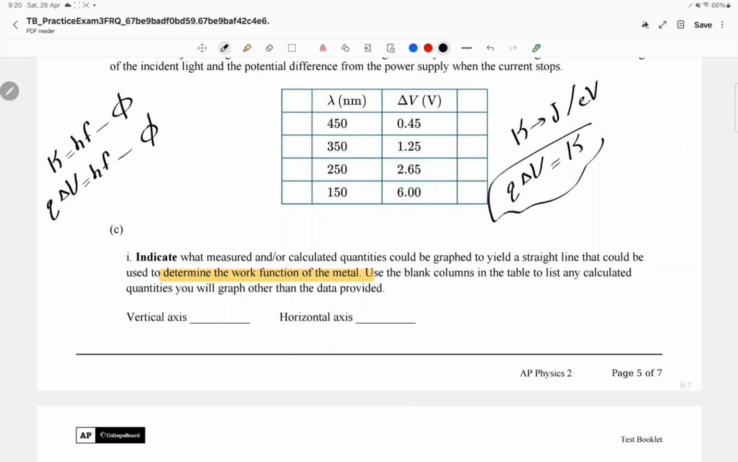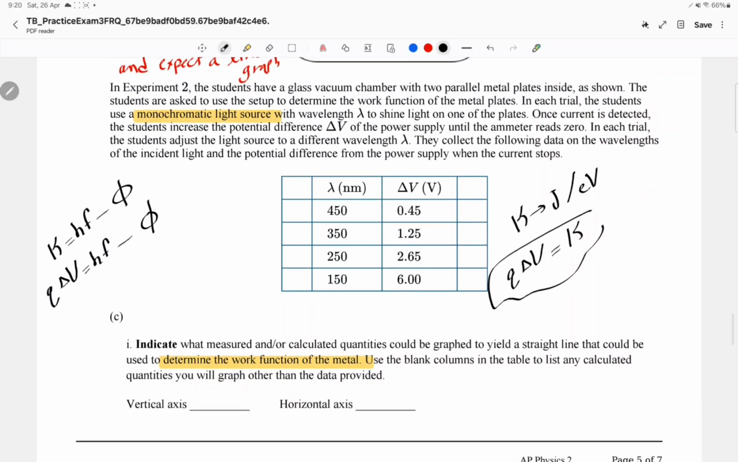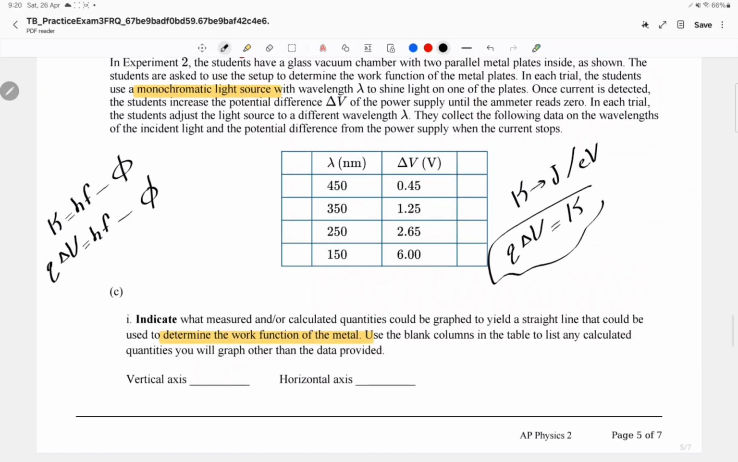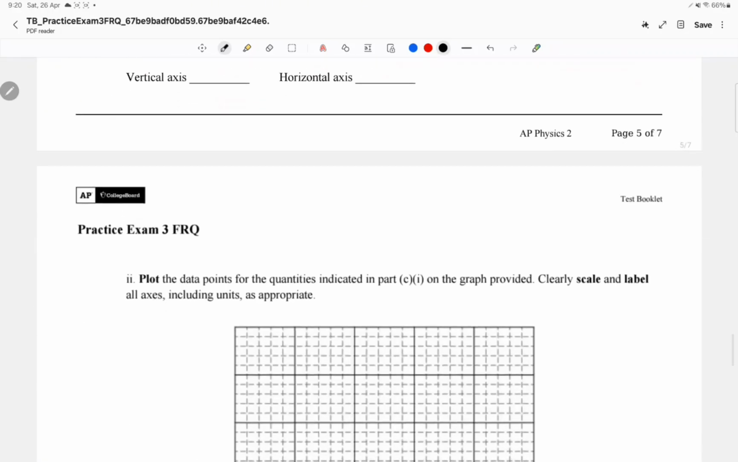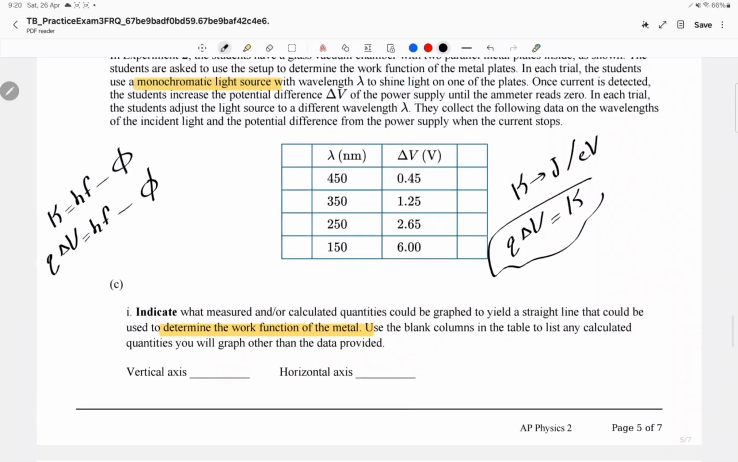Now, here we're discussing the work function of the metal. So now I want to isolate delta V. That means I must divide everything by Q. So I'm going to have HF over Q minus the work function over Q.